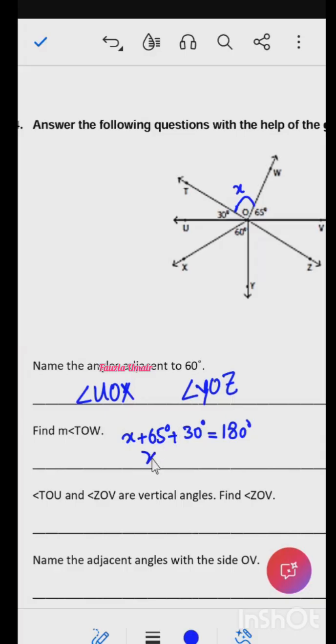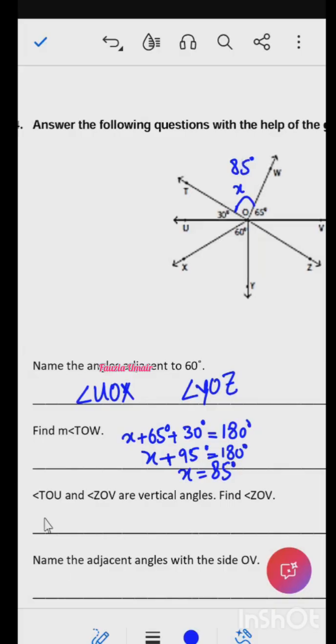Yes. So x plus 95 is equal to 180. So what would be x? x equals 180 minus 95. That's right. Sorry, I'm skipping this step. So x is equal to 85, right? This is 85.